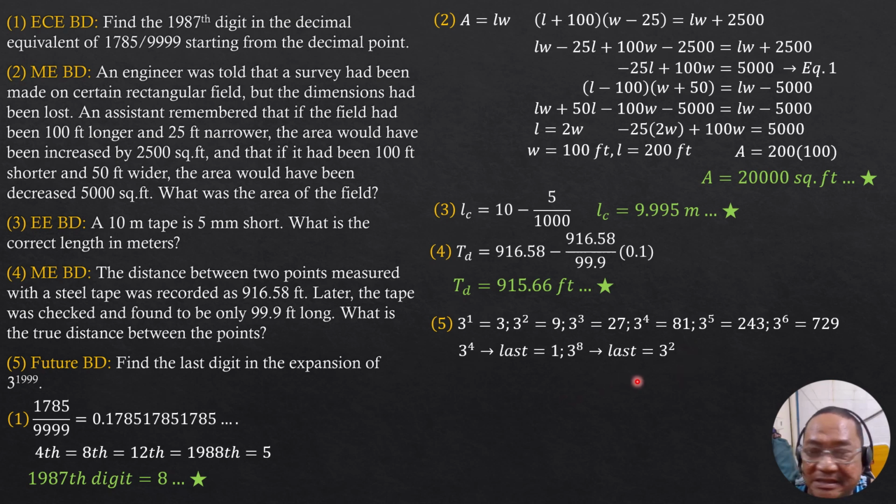3 to the 8th, the last digit is also 1. 3 to the 2000, which is divisible by 4, is also 1. And since we are looking for the last digit in the expansion of 3 to the 1999, the last digit of 3 to the 2000 is 1. So for 3 to the 1999, we have to go back. And since the remainder is 3, the last digit would be 7.